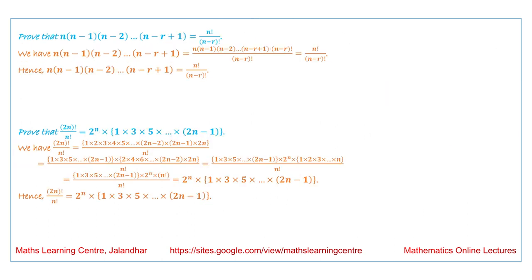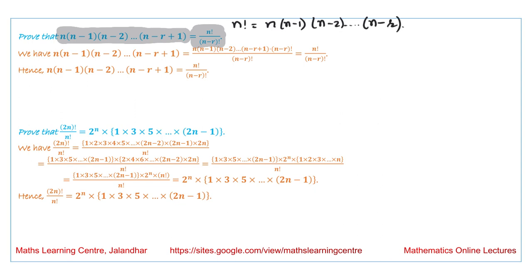Now next we have to prove that n into n minus 1 into n minus 2 and so on up to n minus r plus 1 is equal to n factorial over n minus r factorial. So if we look at this term n factorial, we can write it as n into n minus 1 into n minus 2 and so on up to n minus some number r.